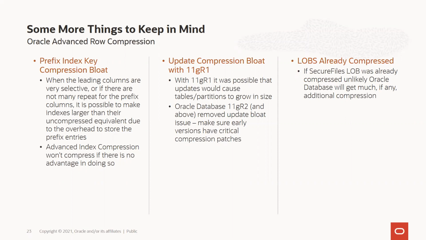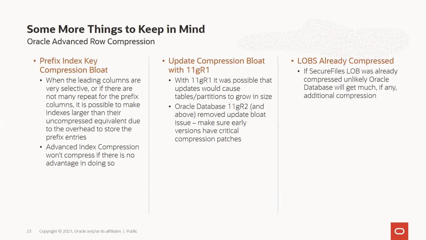If somebody says, hey, my index is getting larger and I turned on compression, and you're running 11GR1, it's possible that you could have seen the updates causing the table to grow in size. There was an issue with 11GR1 compression where the data would grow in size if you did a lot of updates. Again, that was fixed in 11GR1 and also ported to 11GR2 and beyond. So you won't see that any longer.